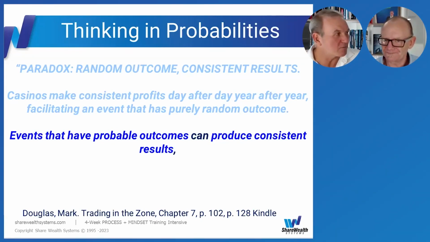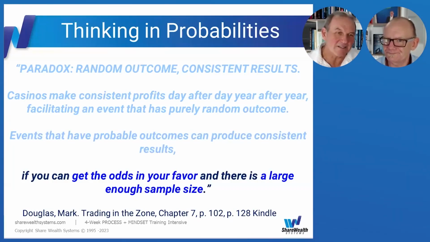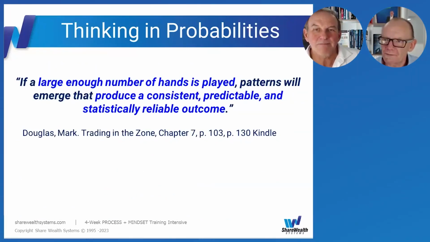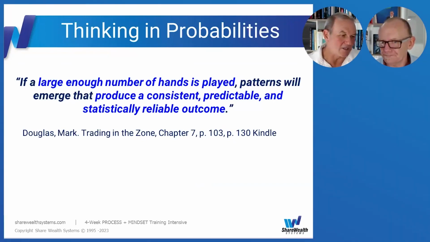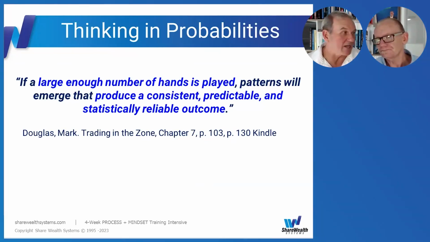And we've got to believe in that with every part of who we are. If you can get the odds in your favour and there is a large enough sample size. Correct. So that's the prerequisite. You've got to have an edge. If a large enough number of hands is played, patterns will emerge that produce a consistent, predictable, and statistically reliable outcome. The casino is one of the examples that Mark uses, but the examples that we use are our mechanical systems and live traded real money portfolios.